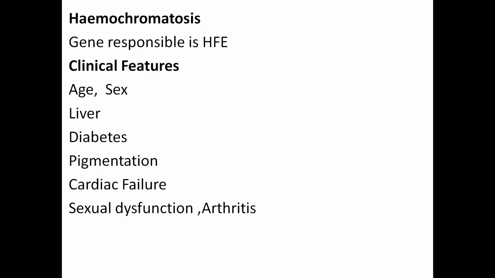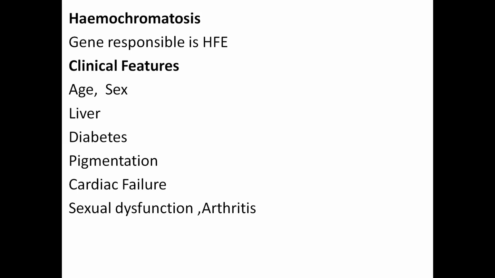Now, the second clinical feature: the patient may present with diabetes. When iron is deposited in the pancreas, there will be destruction of the pancreatic cells, the islets of Langerhans. So there will be decreased insulin and the patient will develop diabetes.